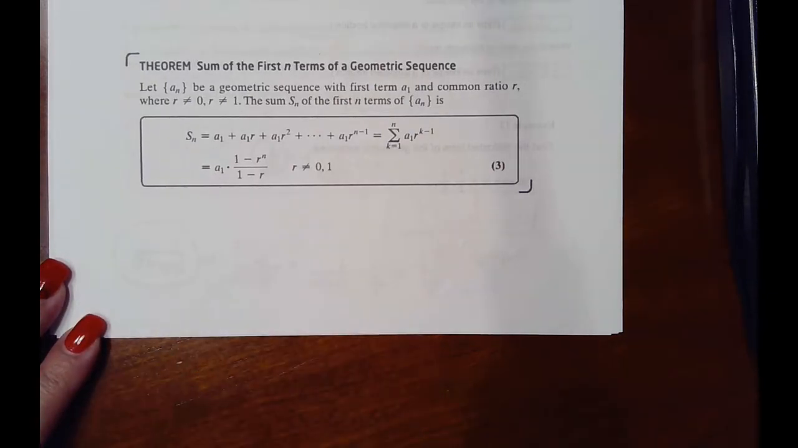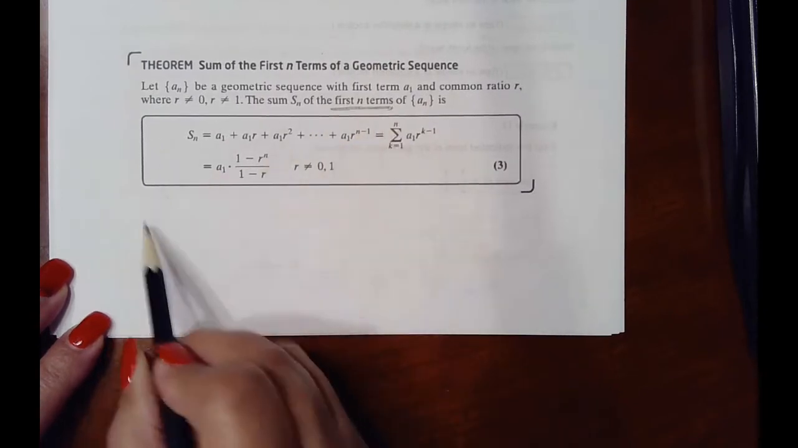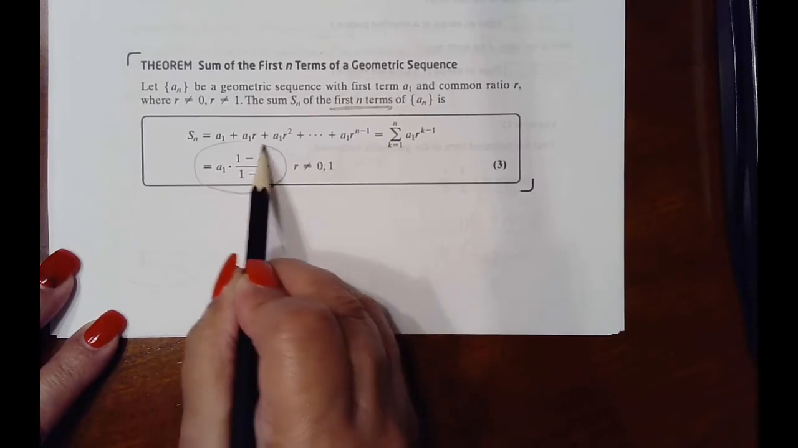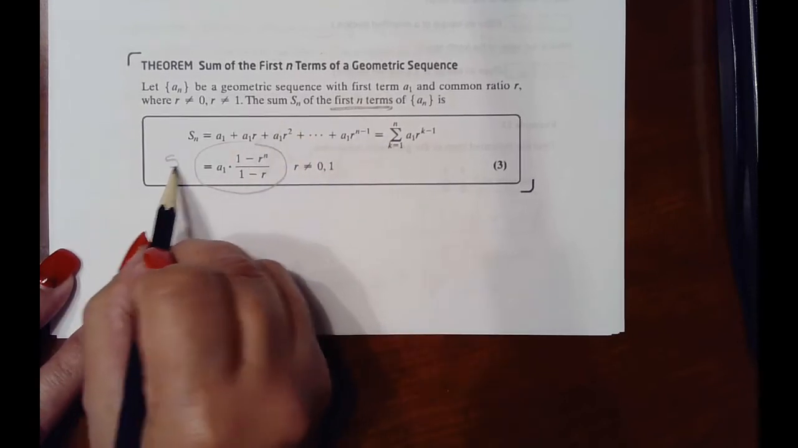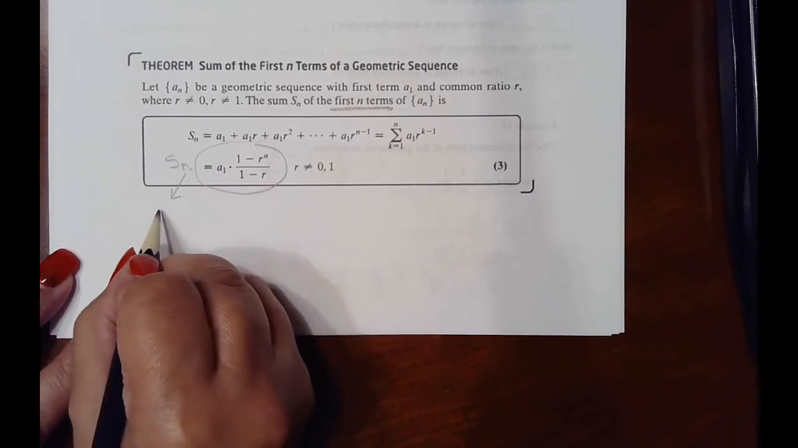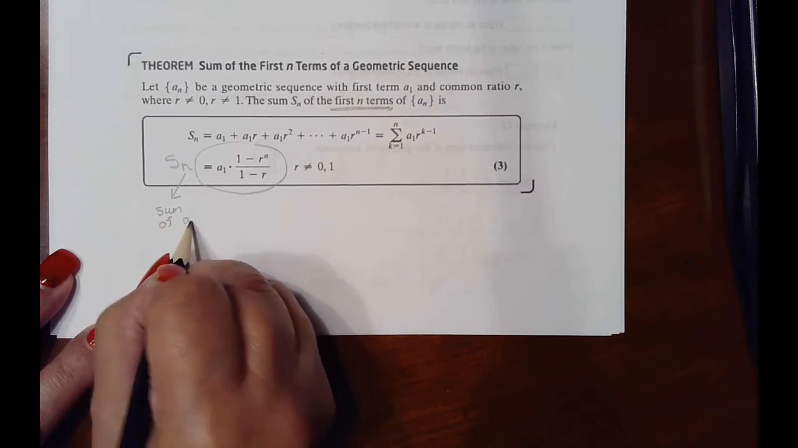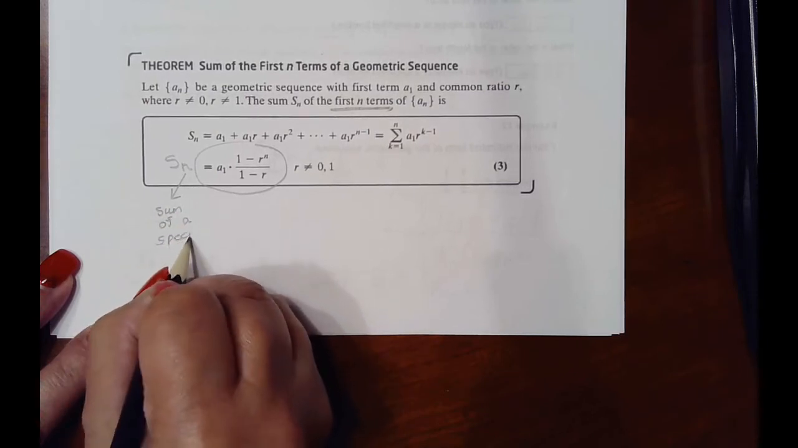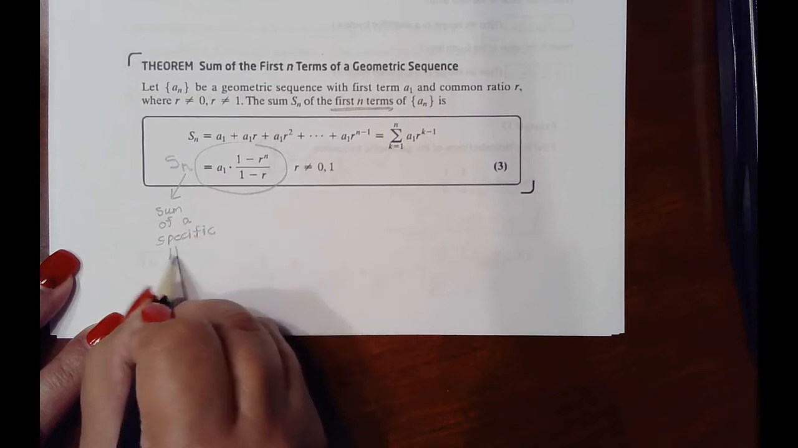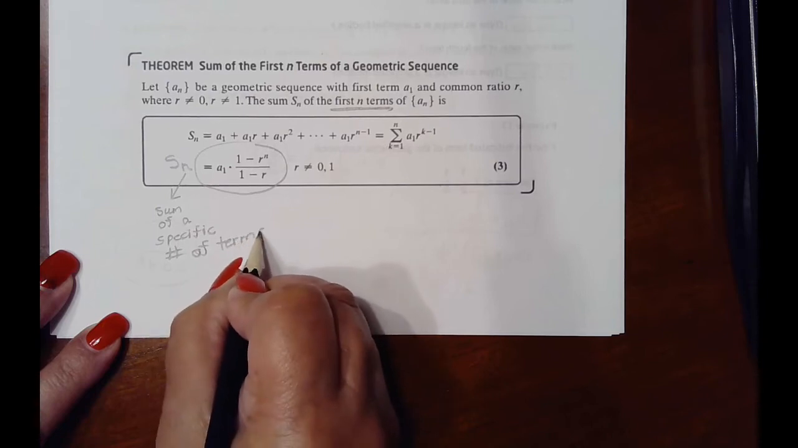Okay, so the formula that you're going to be using for a geometric sequence to find the sum of a specific number of terms, that is going to be right here. Sum of a specific number of terms where you actually know the n value. Okay, so we will hit some questions like that.